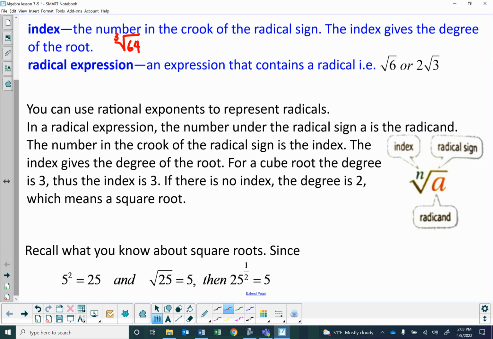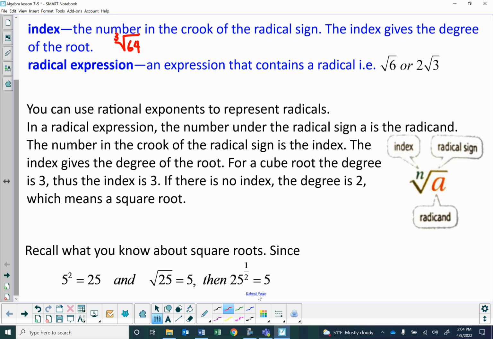So if you look at the nth root of a, my index number here is n, my radical sign is the root symbol, and the radicand is what's underneath that root symbol. Okay? The number underneath the radical sign, a, is the radicand. The number in the crook of the radical sign is the index, and the index gives you the degree of the root, which is kind of important.